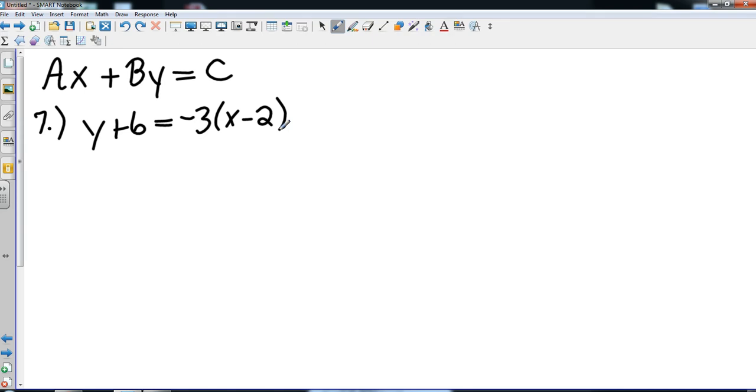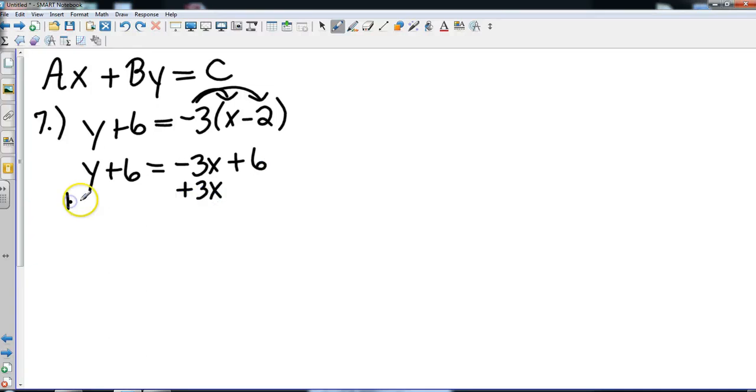Anybody? Distribute. Okay, so I'm going to distribute that negative 3. That gives me y plus 6 equals negative 3x plus 6. Negative 3 times negative 2 gives me plus 6. Now if I want to get the x and y's on the same side, I just need to decide which one I want to move. It makes no difference. So here's what I'm going to do. I'm going to add 3x to both sides. That gives me 3x plus y plus 6 equals 6.